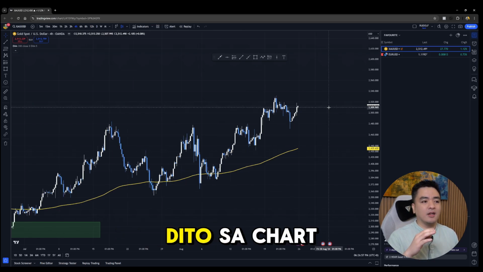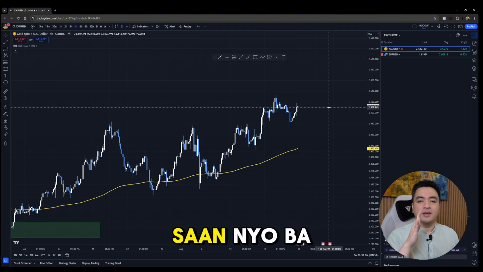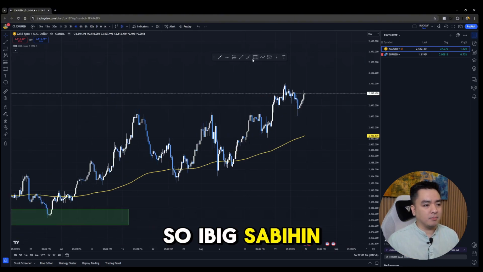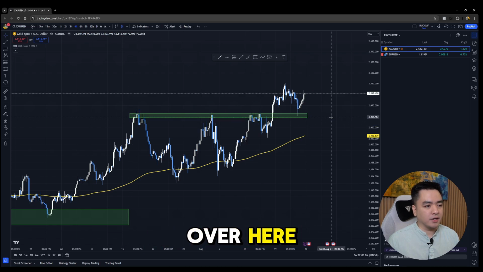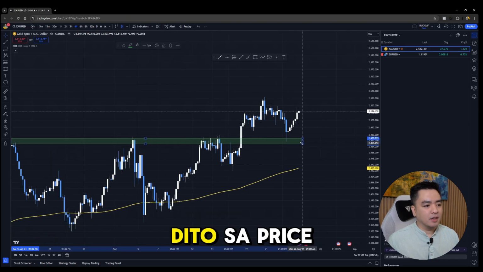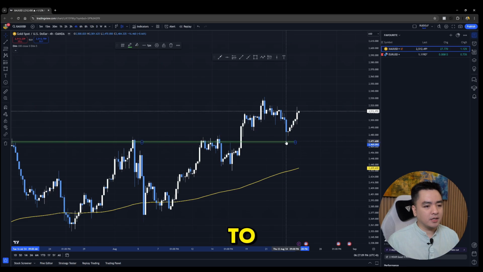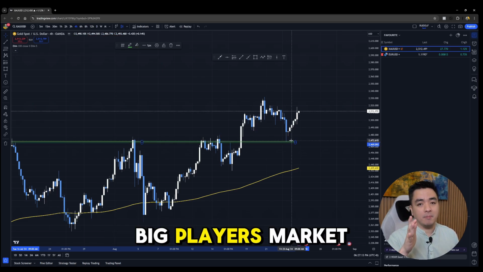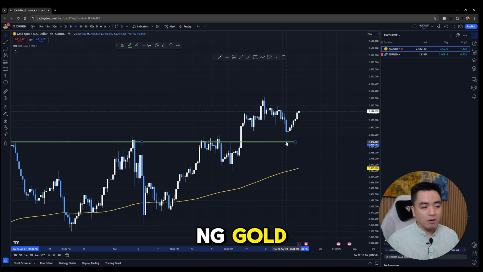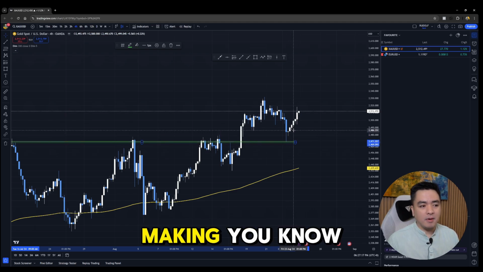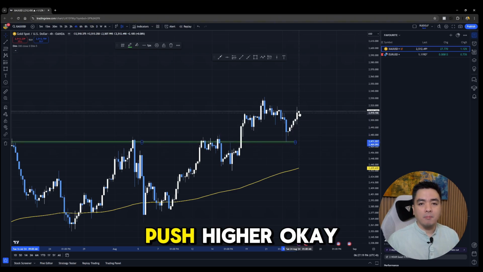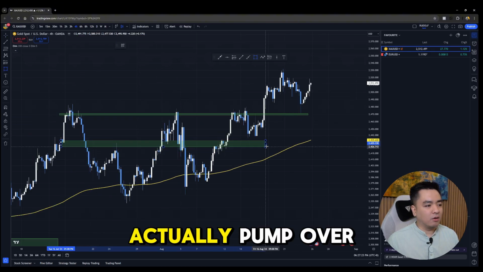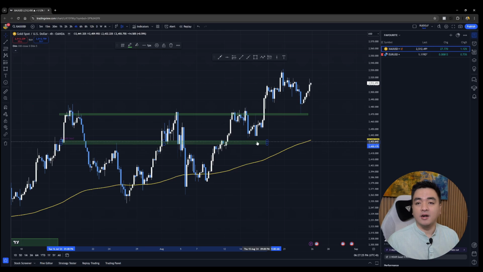So titingnan natin dito sa chart na to, guys. Saan nyo ba nakikita ang maraming buyers? Saan nag-pump yung price? So ibig sabihin, we can actually draw a support over here. Ibig sabihin, dito sa price na to, 2470, merong mga hedge funds and big players, market makers na bumili ng gold on this price, making, you know, the gold push higher. Okay? Also, we can also see that the gold actually pumped over here.